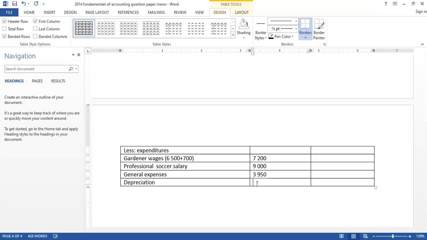So depreciation, in this exercise, was already calculated. So we are told that depreciation is 2,848. Okay. Now those were our expenditures. Now that we are done recording our expenditures, let's add our amounts together, then we get our total expenditures.